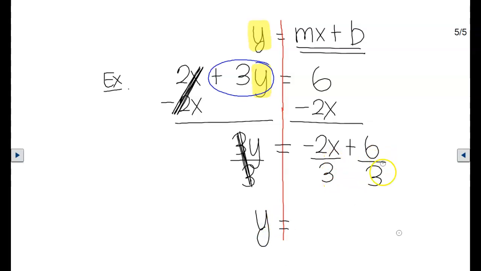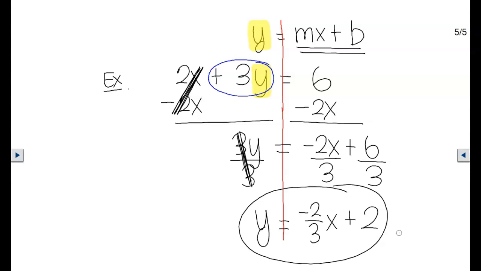Now, on this side, it's all about simplifying. Negative 2 divided by 3 can't be simplified, so we leave that as is. But we can simplify 6 divided by 3. We know that's 2. And you can use your calculator to do all of that simplifying. So here is that equation in slope-intercept form. I get y equals mx plus b. And now I can see that my slope is negative 2/3 and my y-intercept is 2.